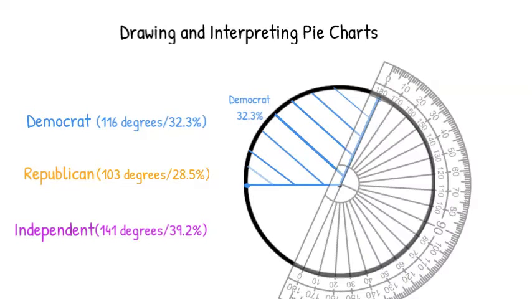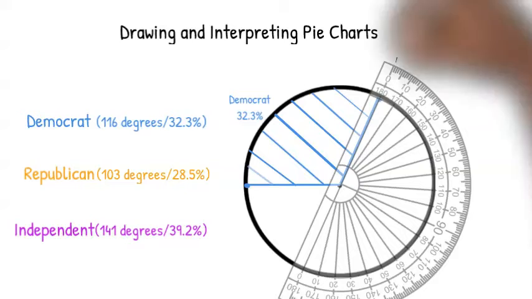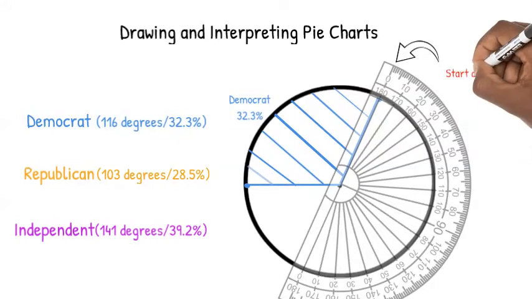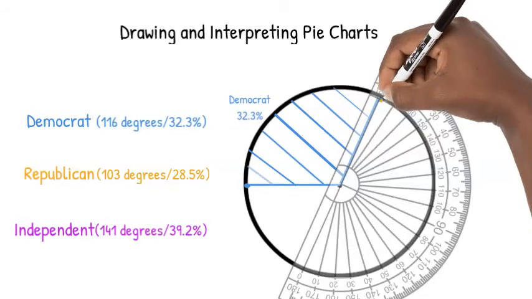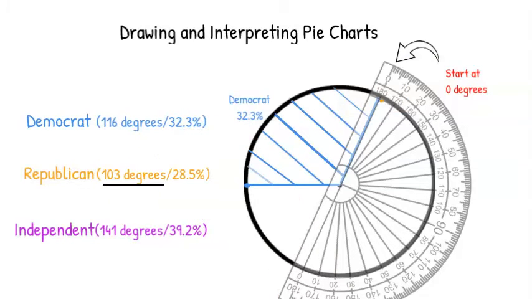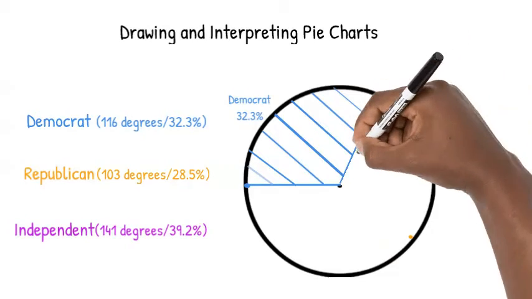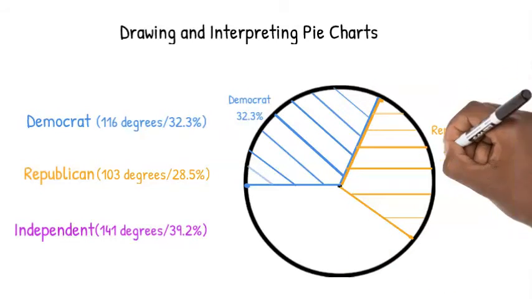We set up the protractor once again, placing the center point of the protractor on the center of the circle. But now, we also need to make sure that the starting line of the protractor lines up with the edge of the last sector drawn. If we've lined up the protractor correctly, our first point will be on the edge of the last sector. Since the Republican portion is 103 degrees, we look for 103 on the protractor and mark it as our endpoint. Again, we connect these points to the center of the circle to create our Republican sector.